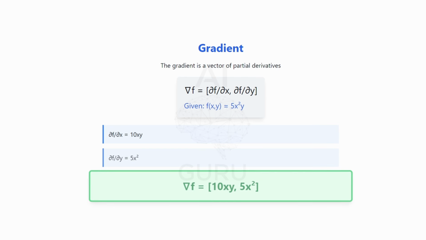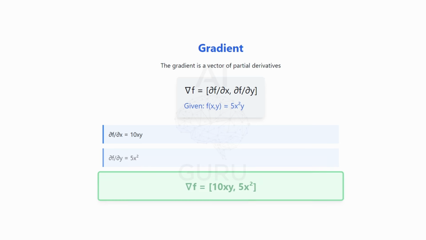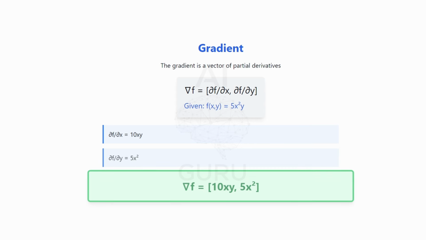Correct. So to get the partial with respect to x, you treat y like a constant. The derivative is 10yx. Then, for the partial with respect to y, you treat x as the constant. The derivative is just 5x squared. So the gradient vector is just (10yx, 5x squared). Exactly. And that vector points in the exact direction you'd need to move both x and y to get the biggest possible increase in the function's value, the steepest path up the hill.